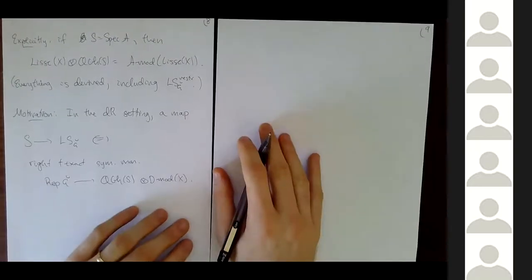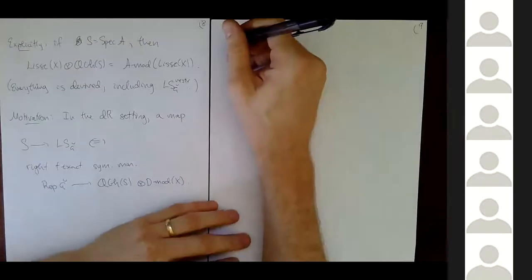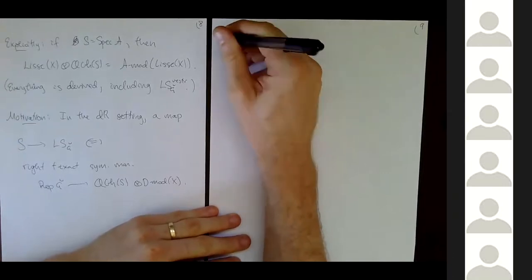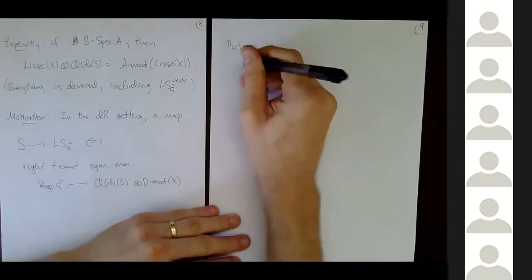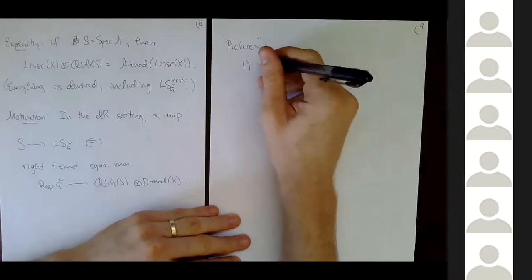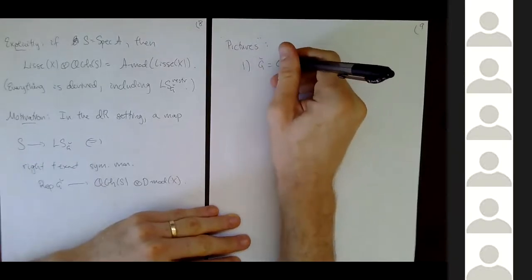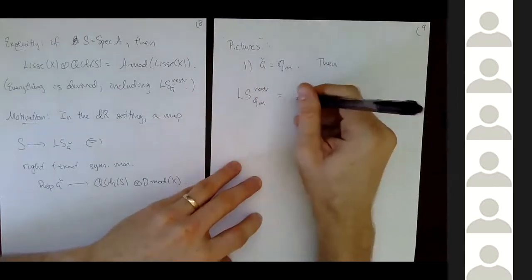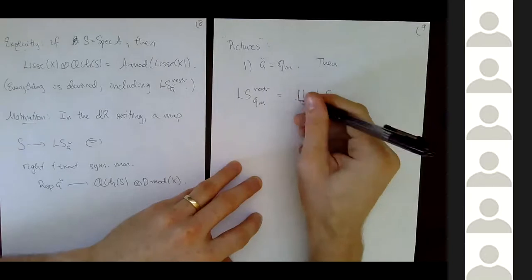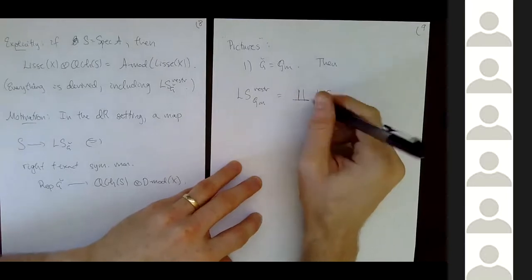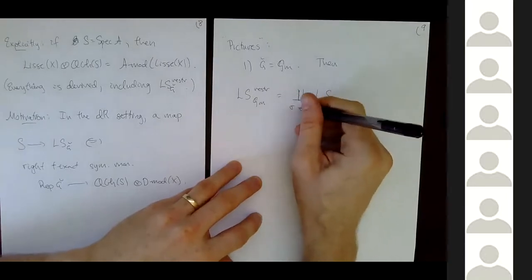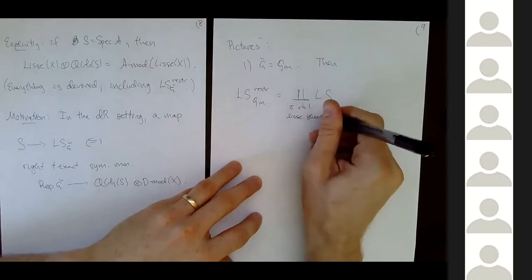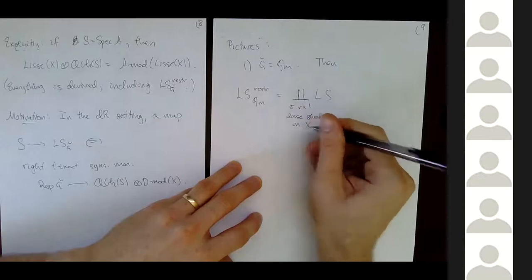So let me draw some quote unquote pictures real quick. First is going to be the case when G check is equal to GM that I described before. Then the way this Locsys GM restricted looks is it's going to be a disjoint union, I really mean disjoint union, over all sigma, rank one local systems on X.